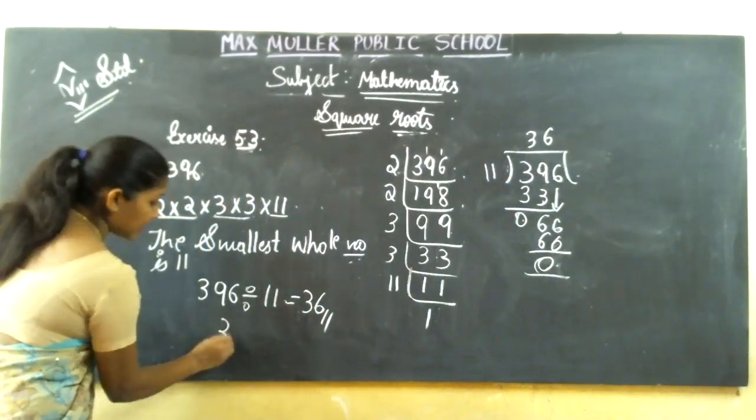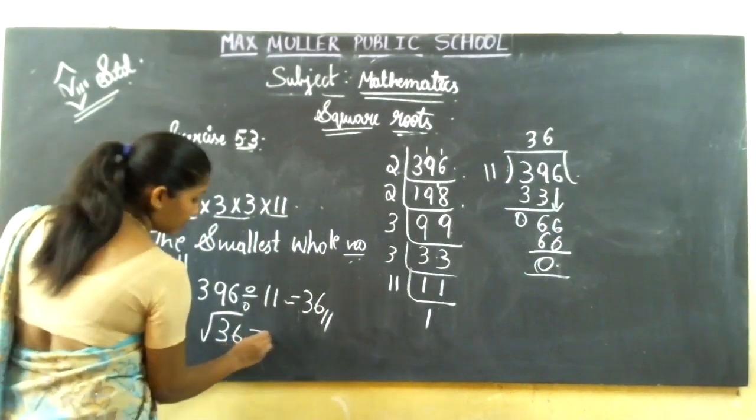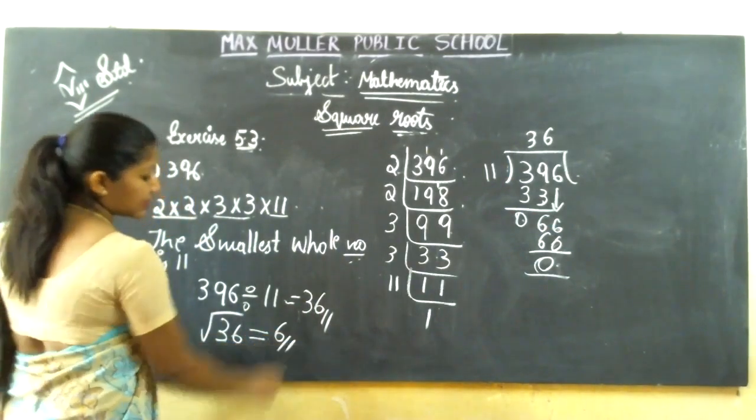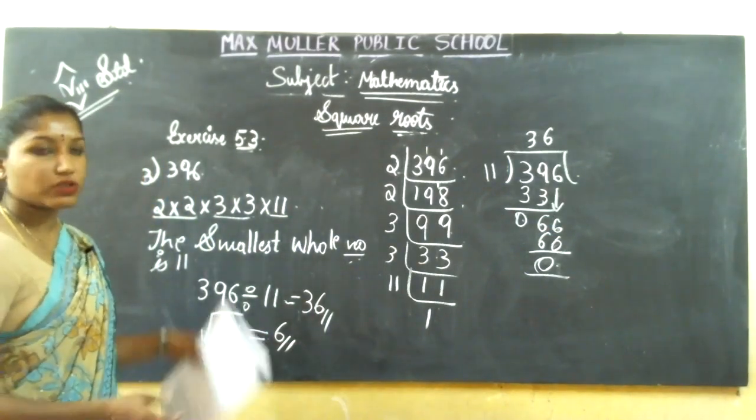So your answer is 36 and you have to find the square root of 36. The square root of 36 is 6, as 6 sixes are 36. The square root here is 6. Hope all understood, students.